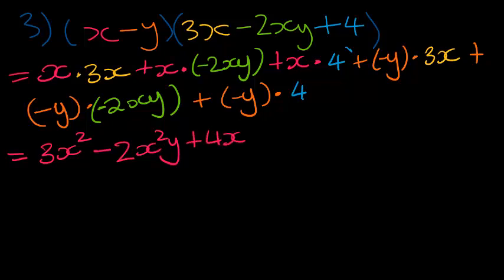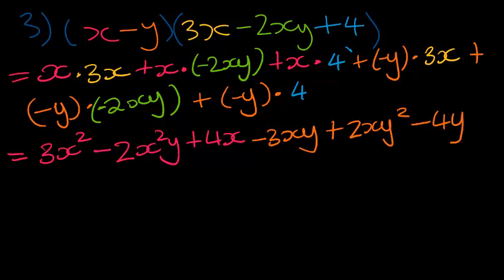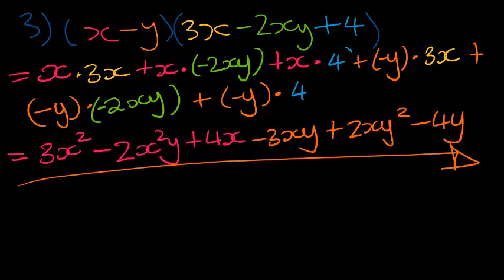Minus y times 3x gives me minus 3xy. Minus y times minus 2xy, minus times minus is plus 2xy squared. Minus y times 4 gives me minus 4y. Looking for like terms, you will notice I've got x squared y, x, xy, xy squared. No like terms, so this over here is my final answer to this question.